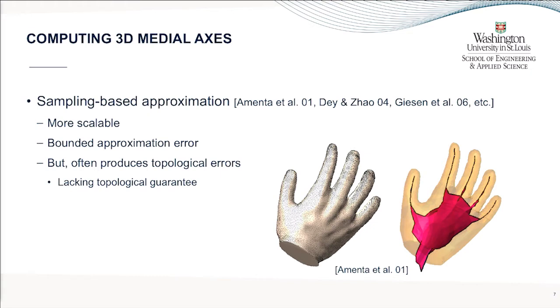And only a few do. But for the few that actually do provide guarantees, they are very complicated to implement, and they can be sensitive to numerical errors. So at the end of the day, their theoretical guarantees are often not delivered in practice.